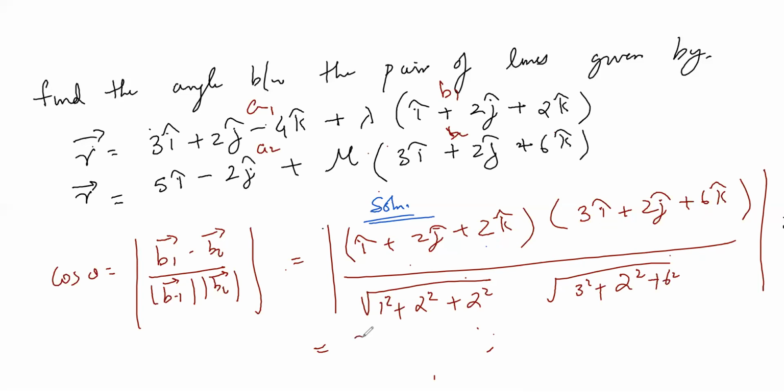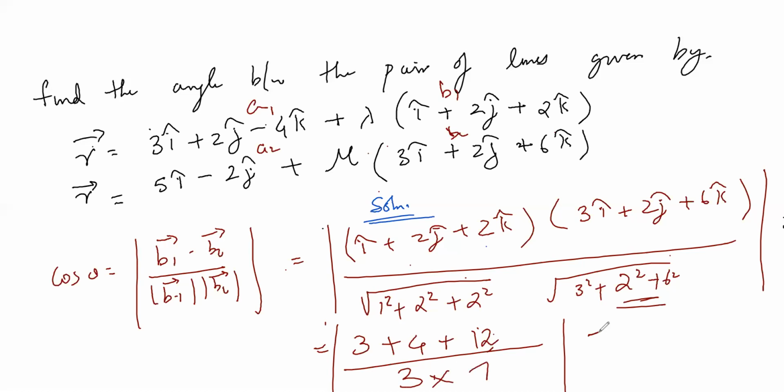So the numerator is 3 plus 4 plus 12, divided by, don't forget to put the mod. Root of 9 is 3 and this is root 49, which is 7. So 3 into 7 gives 21, and the numerator is 19. So cos theta is 19 by 21. This implies theta is cos inverse of 19 by 21. That's all.